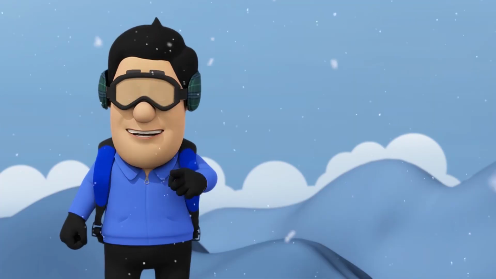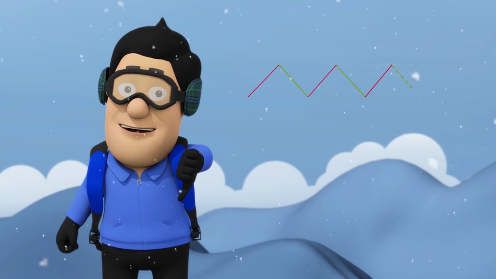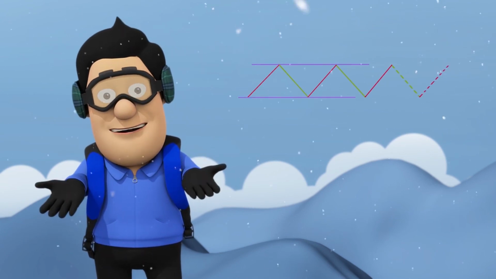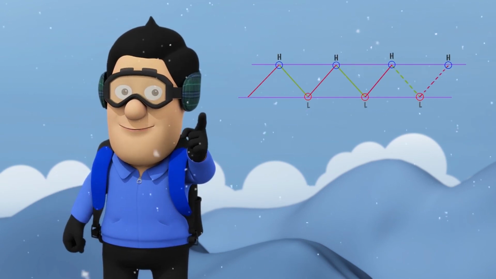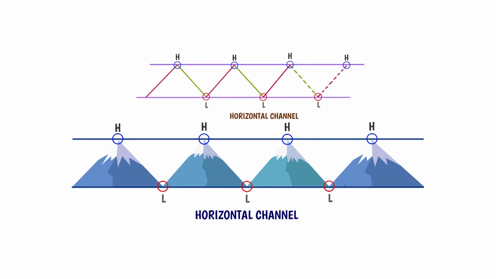And when the price is moving neither in an upward nor in a downward direction, but moving sideways, creating equal low and high pivots, then the lines drawn joining these pivots make a horizontal channel. We can expect the price to be in this range.